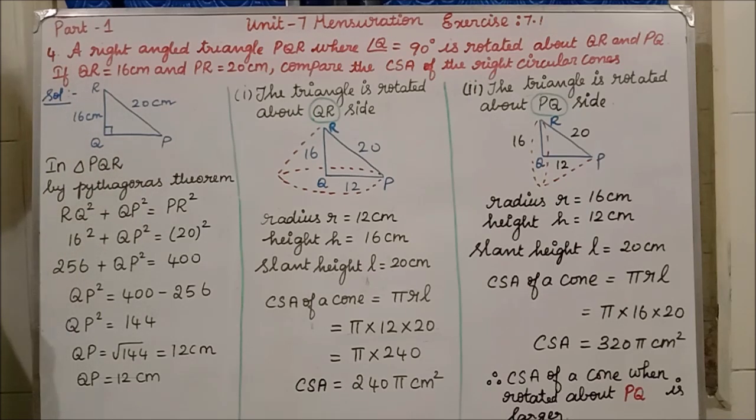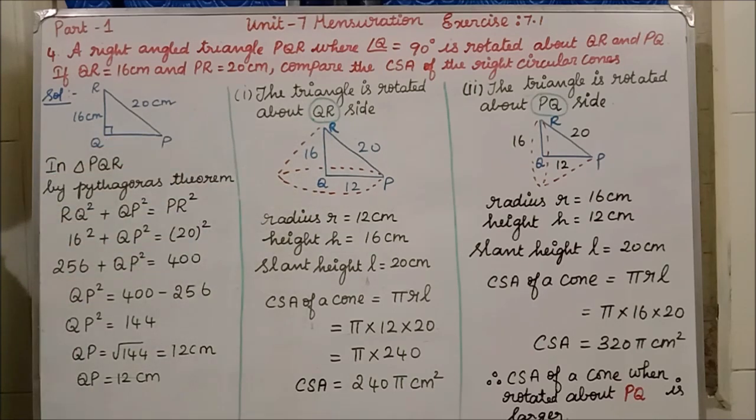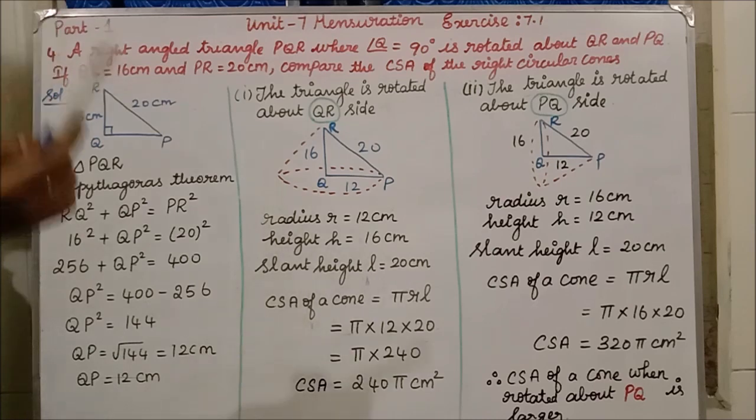Now in the question they are asking to rotate this triangle. First we have to rotate it about the side QR, then we have to rotate it about the side PQ. Clear? Clear all of you? First, what side do I have to rotate? QR side I am going to rotate. Next I am going to rotate about the side PQ.